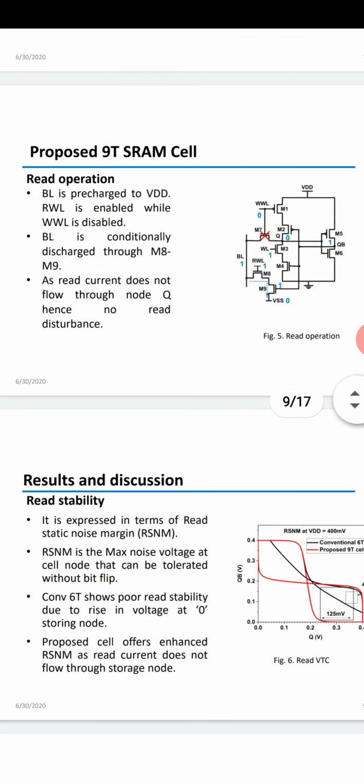Read operation. During read operation, WWL is set 0 while WL is high and RWL is set high. Due to high RWL, transistor M8 turns on, and because BL is high, it starts discharging if transistor M9 is on, and if transistor M9 is off, then BL will not discharge. In this way, the sense amplifier can easily sense the bit stored in the cell.